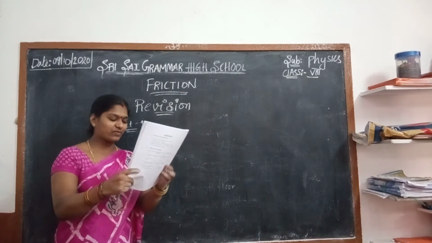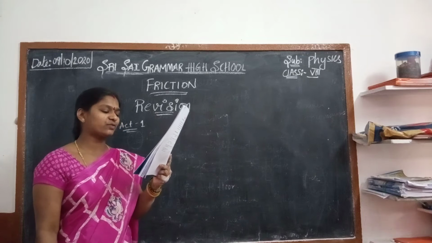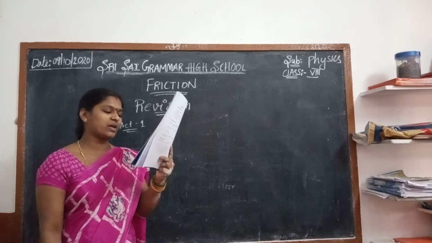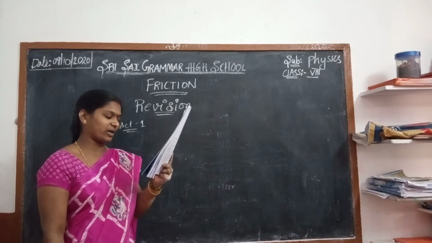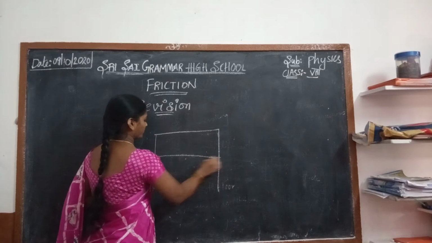See now, everyone look at the board. Look at the book. Place a book on the surface of the table and gently push the book as shown in figure 1. See, place a book. Let us see one of the table here.